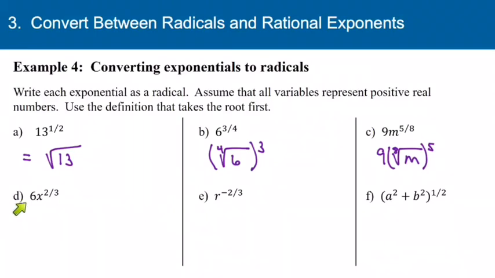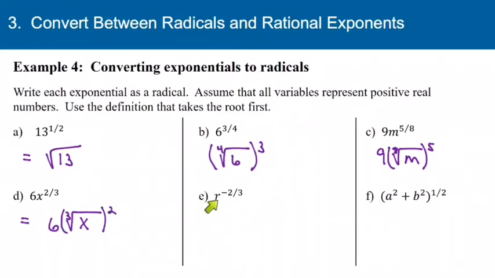Same thing on part D. So we have 6x to the 2/3. So the 2/3 exponent is only applying to the x. So the 6 will stay outside. We'll do the third root of x, and then we will square that whole thing.